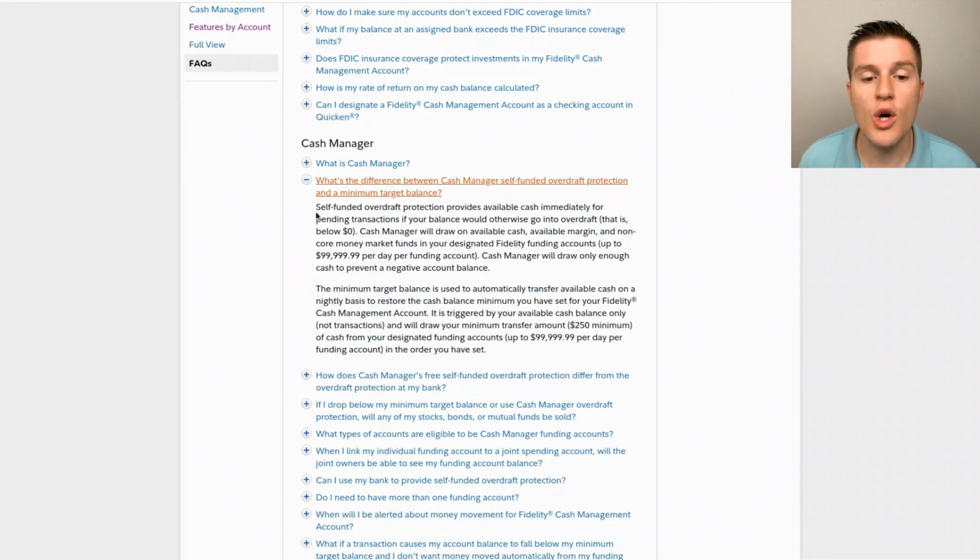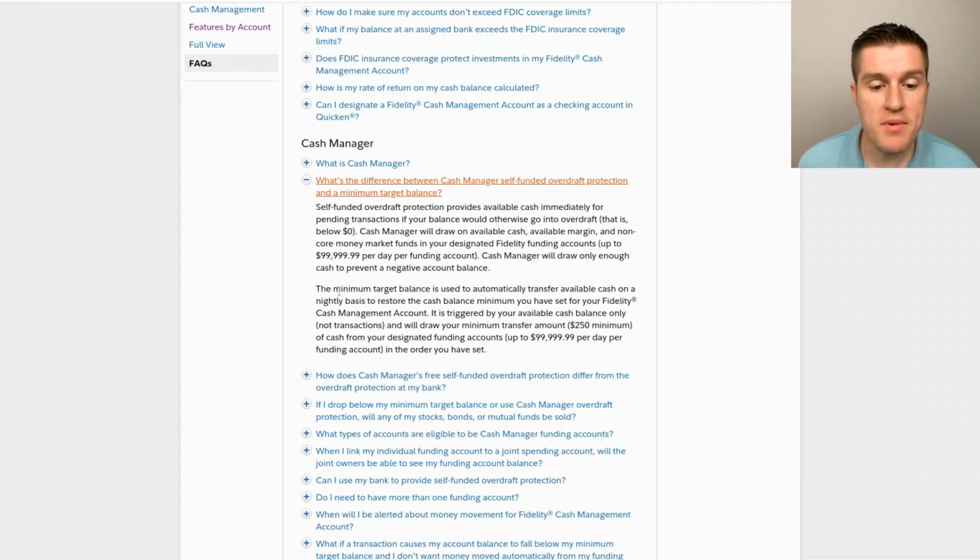It says the self-funded overdraft protection provides cash for immediately pending transactions if your balance would otherwise go into overdraft, that is, below zero, kind of like the example I was using with my debit card at an ATM. The Cash Manager will draw on available cash, available margin, and non-money market funds in your designated Fidelity accounts, up to basically $100,000 per day. Cash Manager will draw only enough to prevent the negative balance from occurring. So it's going to just pull what you need.